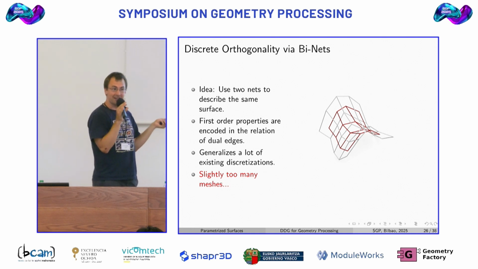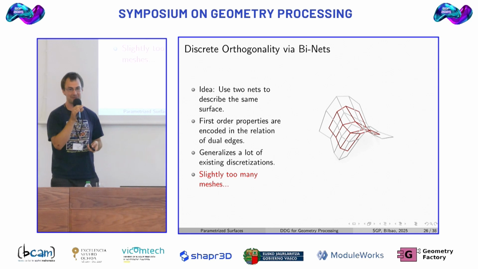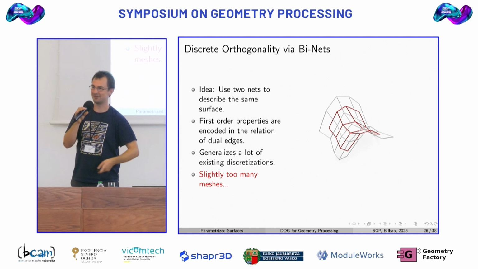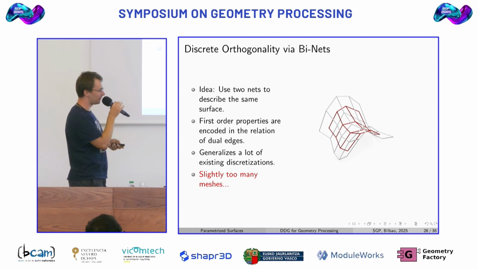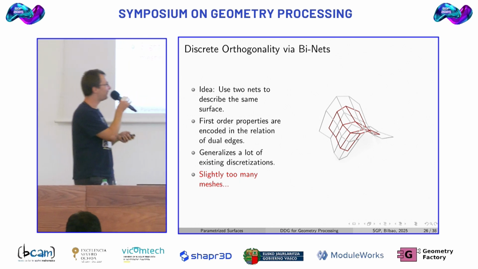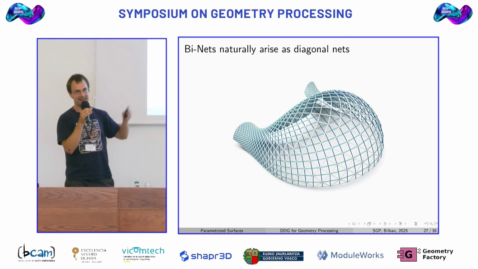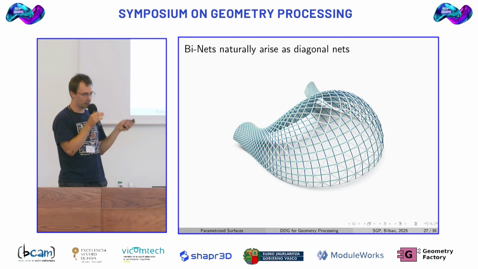However, I do acknowledge the fact that some people refuse to use it because it's too many meshes. You just want to deal with one mesh and you don't want to do everything that you did again just for a second mesh. So a compromise could be the following. Another orthogonalization idea based a bit on binets, but then forgetting about binets again. The idea is the following.